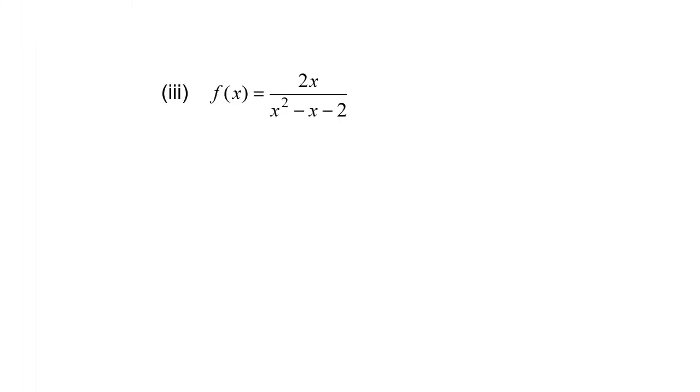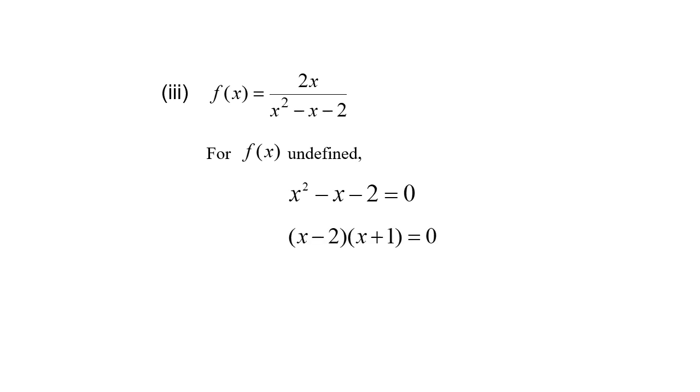Question number 3. f(x) equal to 2x over x squared minus x minus 2. So what we have to do is show where the function f(x) is undefined. For f(x) undefined, the denominator equal to 0. So x squared minus x minus 2 equal to 0. So we get (x minus 2) multiplied with (x plus 1) equal to 0. So x should be 2 and x equal to negative 1.